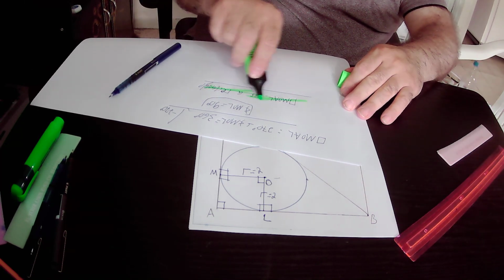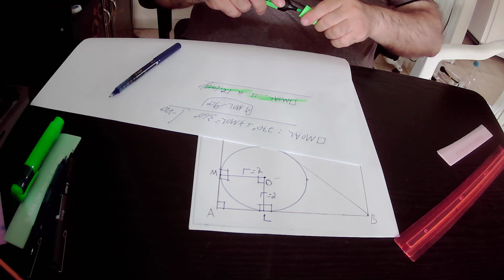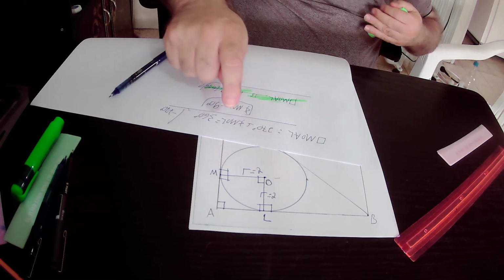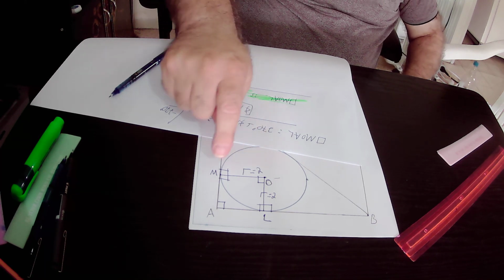And we know that the opposite sides of a rectangle are equal to each other. That is to say, in rectangle MOAL, we know that MO equals AL.